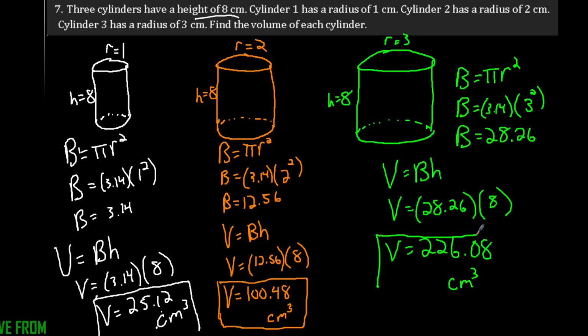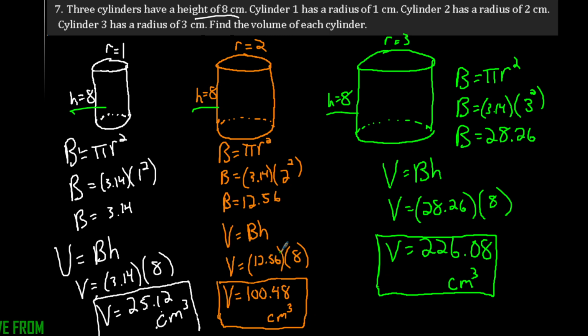So notice how the changes of each of these work out. Even if your height stays the same, meaning each of these had a height of 8, it didn't matter. Notice how that small change in the radius will change your volume by a different amount. So as your radius increases, your volume is going to increase a lot as well.